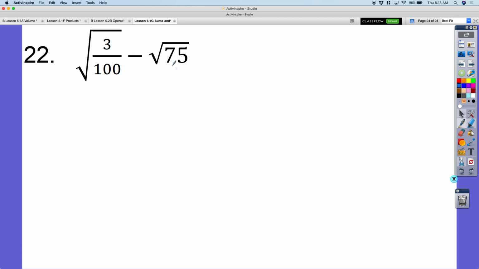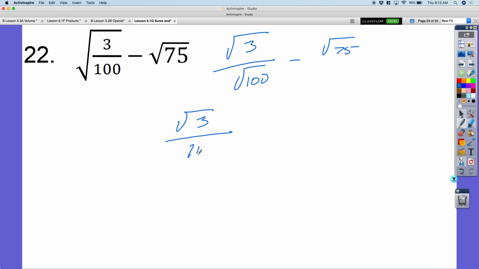Alright, last one. I have 3 over 100 minus the square root of 75. This would look like the square root of 3 all over the square root of 100 minus the square root of 75. This would break down to the square root of 3 all over 10 minus, and then 75 is 25 and 3. If I took the square root of both of those, that would give me 5 square root 3. Now, since they have the same base, remember, radical 3 over 10 is the same as 1/10 times the square root of 3. So they have the same square root.